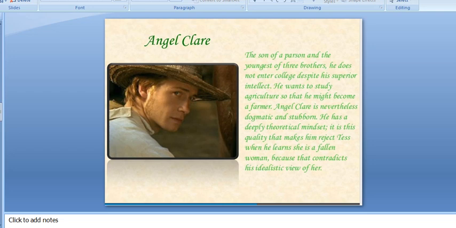Angel Clare is nevertheless dogmatic and stubborn. He has a deeply theoretical mindset. It is this quality that makes him reject Tess when he learns she is a fallen woman, because that contradicts his idealistic view of her.